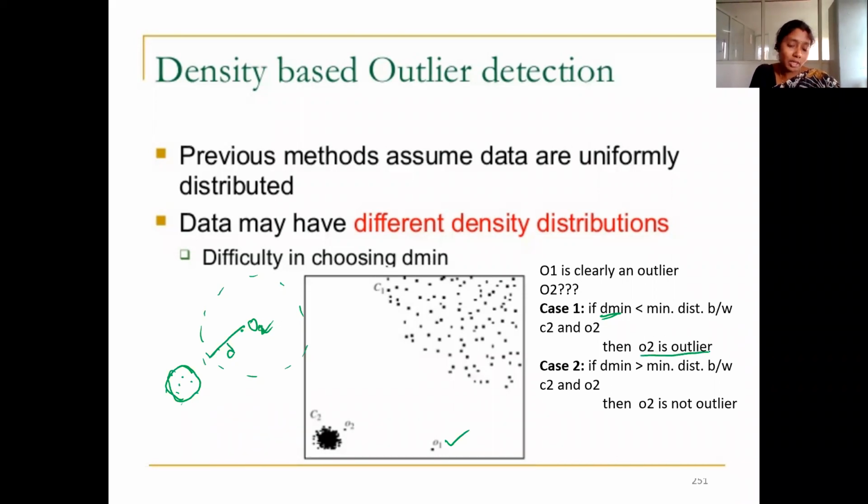But if you consider the d min as greater than the distance between the cluster C2 and O2, what happens? Let us see. Here is C2 and here is O2, and my d min is up to this point. This is my d min. So I can draw the neighborhood like this.